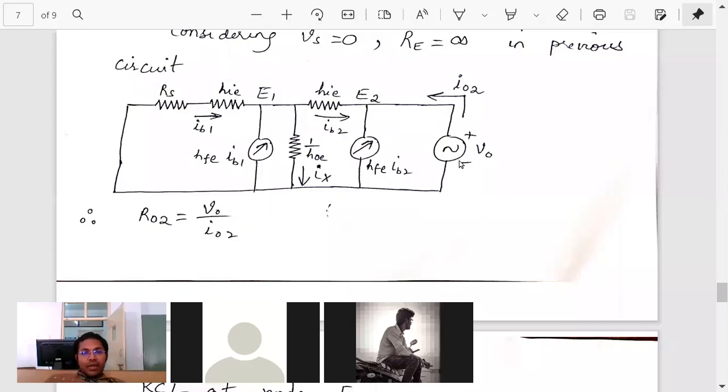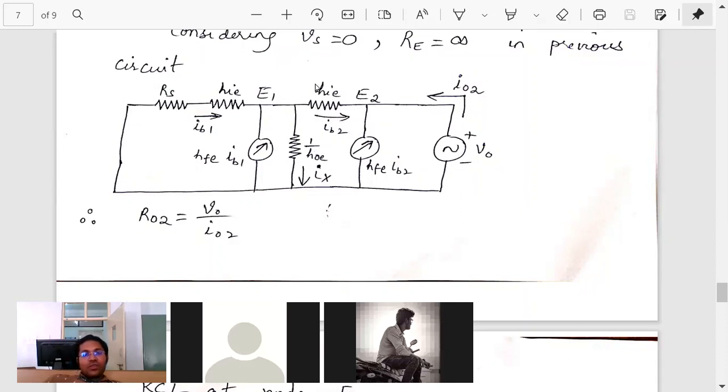Means the voltage in this path will be equal to voltage in this path. The voltage in this path is V0. Voltages in this path will be this voltage and this voltage. But here, when I take voltage in this path, the current through HI, should I take IB2 or minus IB2? What I should take? Minus IB2. Very good.